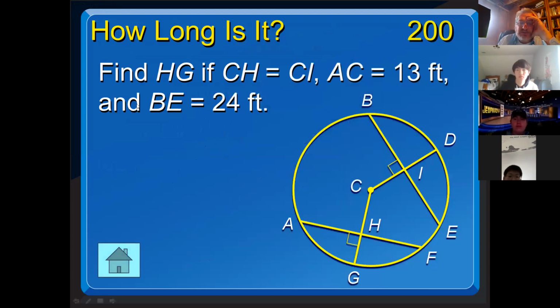Find HG if CH equals CI, AC equals 13, and BE equals 24. Where's C? So you have to find this short one at the bottom. Right. So this is about a right triangle, right? Oh, wait a second. You've got to find CH and subtract it from CG, basically.